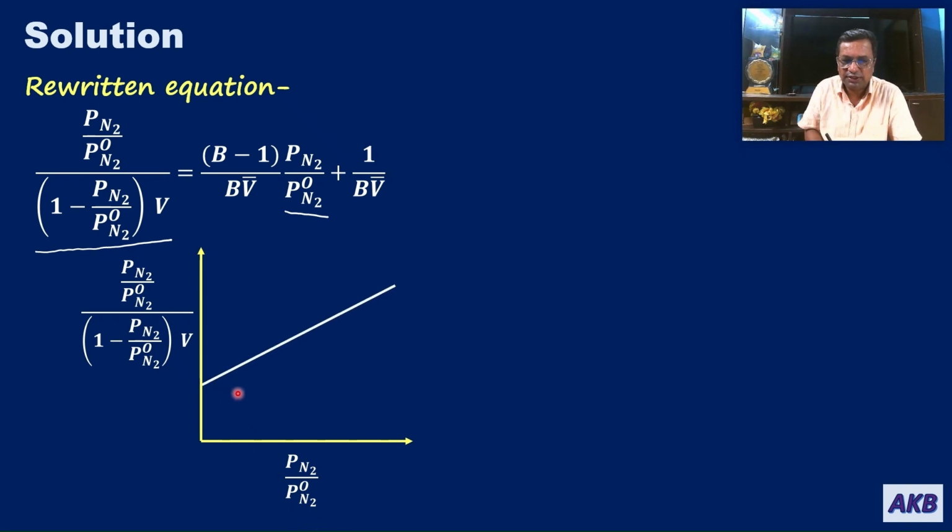So you are going to get a straight line. The slope of this line would be giving us (B minus 1) upon (B into V bar). That is, we can get V bar if you know the slope of this line, and you also get an intercept, which is 1 upon (B into V bar). So here also you can get V bar.